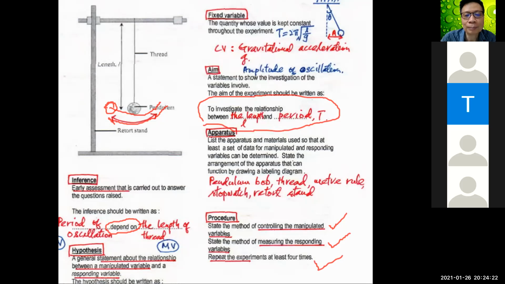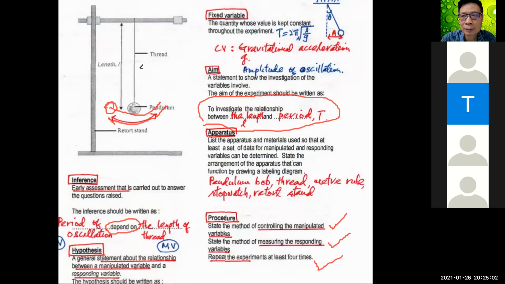Okay, all right now. One more thing here I want to tell you in the procedure: measuring the periods of oscillation. Just now I said start with 30 cm. You measure 30 cm and let it swing. You take the time already. Then you have to repeat the same 30 cm one more time. Swing, you take the time again. Like that, then only you calculate the average.